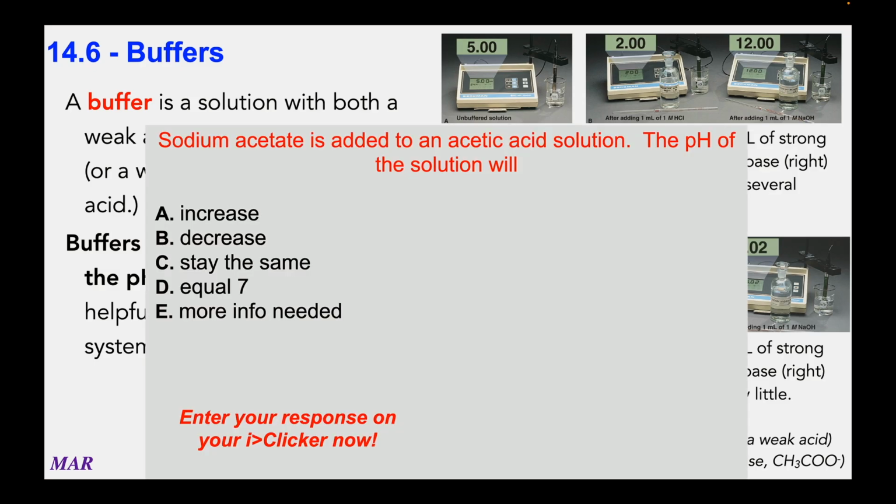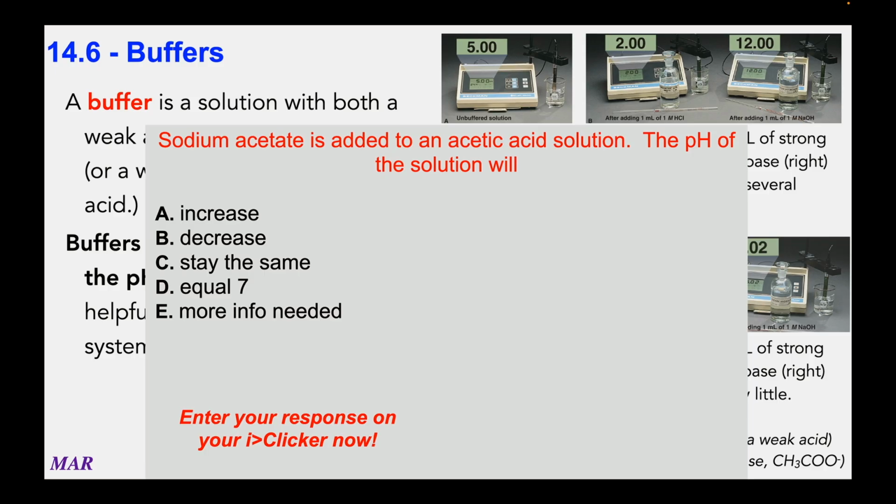Sodium acetate is added to an acetic acid solution. And the question is, what will be the pH of the solution? Will it go up? Will it go down? Will it stay the same, equal to 7, or do you need more information? Now, this is the kind of question that's going to be important to us. If you think about this, you are adding sodium acetate to something. We don't care about the acetic acid solution. We don't care what it's being added to. We want to know what we're adding. And we're adding sodium acetate.